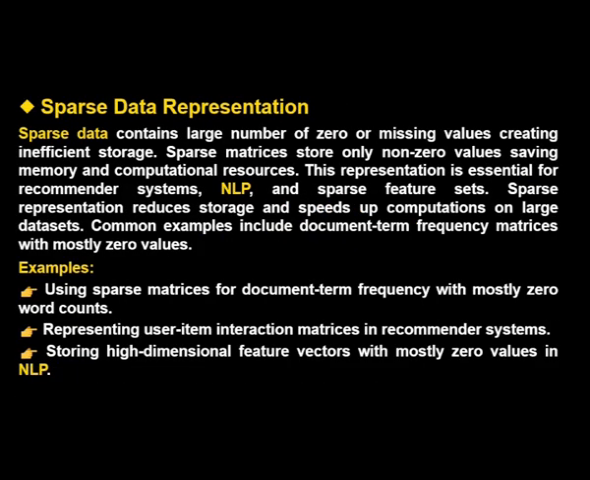Next one, sparse data representation. Sparse data contains a large number of zero or missing values. Storing such data normally wastes memory and computational power. Sparse matrix representation stores only non-zero values, making computation efficient. This approach is widely used in natural language processing and recommender systems. Sparse data representation reduces storage requirements and speeds up machine learning algorithms.